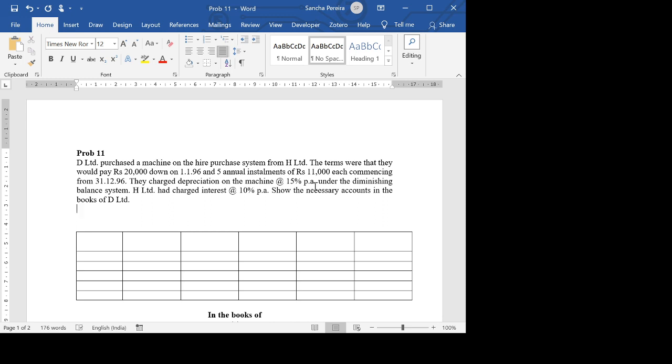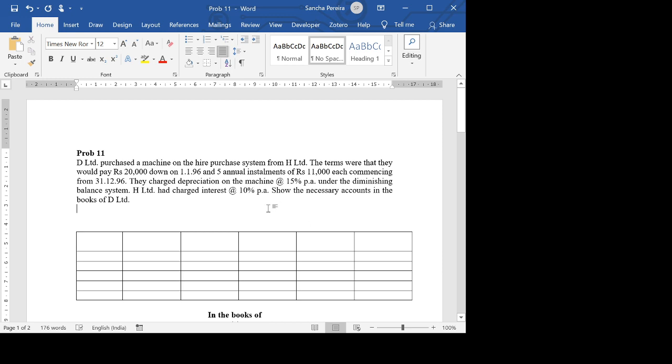Installment is the sum of the cash price plus the interest. So if we start with the last installment, that is in the last year, that's the only thing that is left to pay. So for 11,000, we find the interest component, we minus it, and the balance becomes the cash price. So we are going to follow a method like this, where we are going to work backwards.